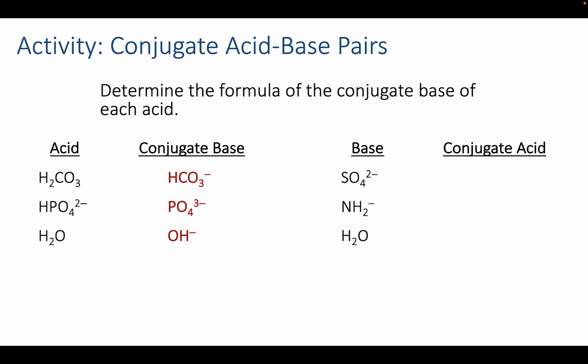For our bases, we want our conjugate acids. These are ones that are going to gain a proton to form the conjugate acid. And if we have our conjugate acid and it loses a proton, it'll form the base. And so here are the solutions there.